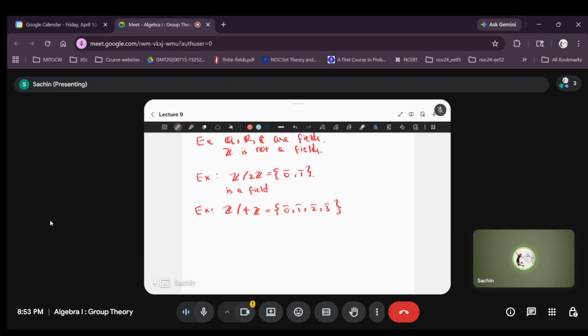Which one will give you 1 bar? You have to take 2 bar with all elements and see if any of them gives you 1 bar, that's all. And none of them give you 1 bar, so 2 bar doesn't have any inverse, so it's not a field, that's all.